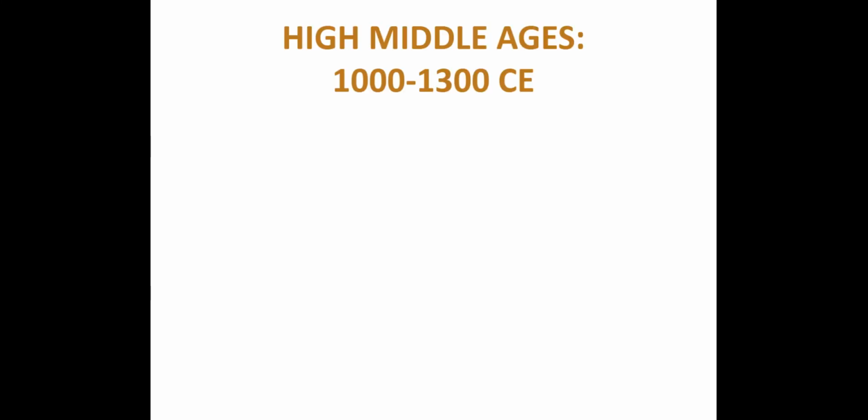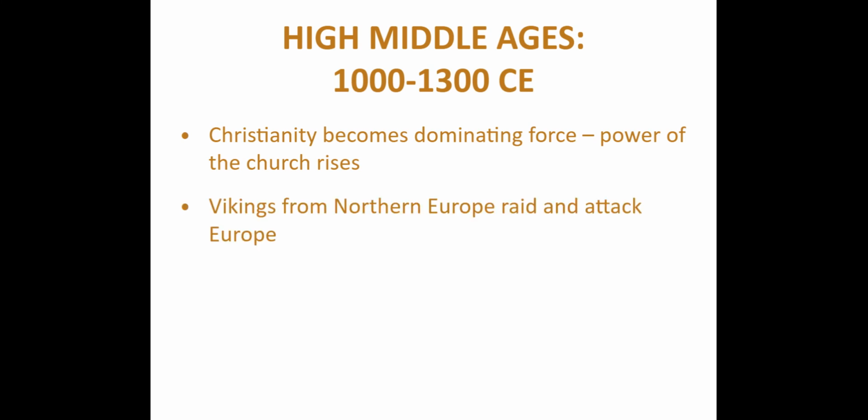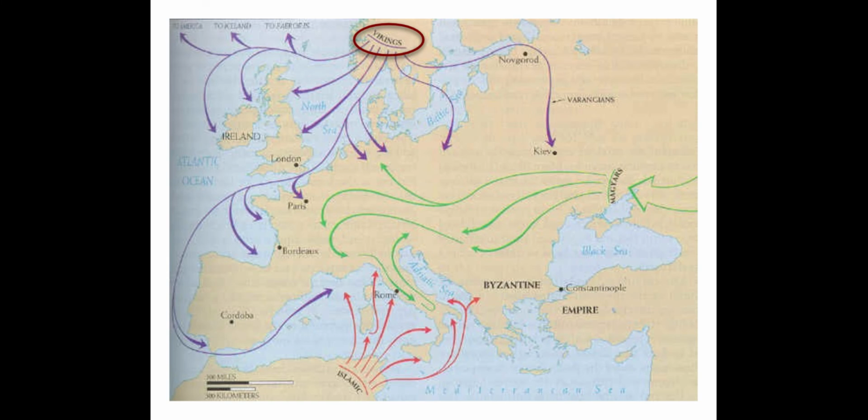The High Middle Ages, 1000 to 1300 CE. Christianity becomes a dominating force of power. The power of the church rises. Vikings from Northern Europe raid and attack Europe. The rise of knights and castles. Crusades begin.